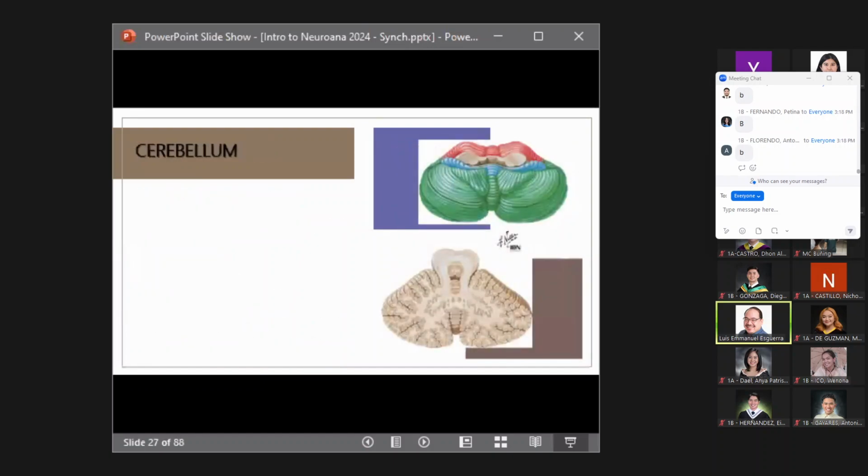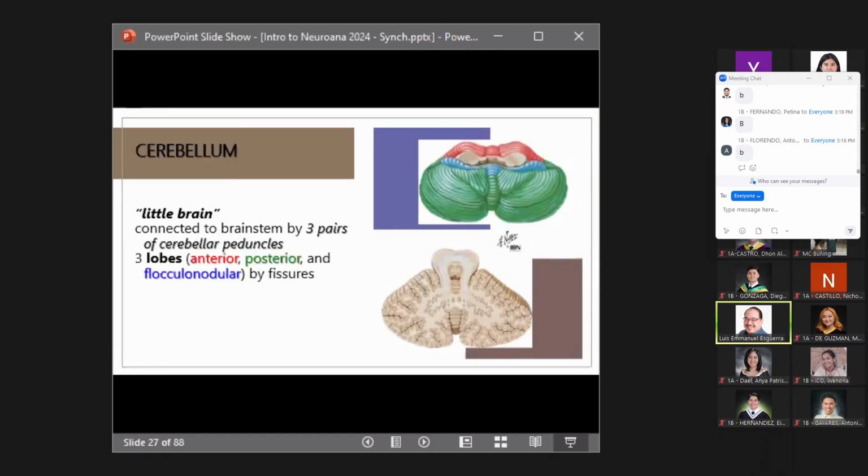Now, let's talk about the cerebellum. Cerebellum stands for little brain in Latin. It's part of the hindbrain, connected to the brainstem at the pons by means of the three cerebellar peduncles: superior, middle, and inferior. Among its main anatomical features, it's divided into three lobes: anterior, posterior, and flocculonodular. There are two hemispheres, right and left, with a midline vermis. That little vertical column part is the vermis.